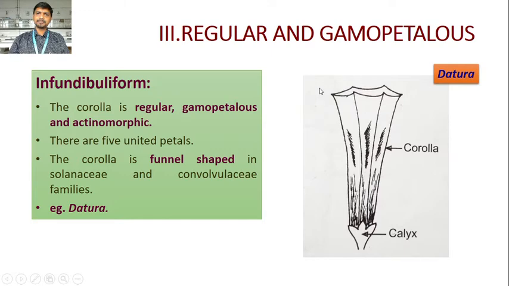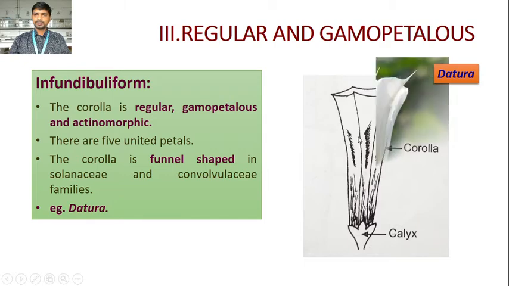Next to this is the regular and gamopetalous, which we saw in the last lecture, where the corolla is regular, gamopetalous, petals are united, and actinomorphic. The flower can be divided into two equal parts by taking any vertical section. So that flower is actinomorphic. There are 5 united petals, so we use the term gamopetalous. The corolla is funnel shaped. This funnel shape is found in the Solanaceae and Convolvulaceae families. For example, Datura, the corolla is infundibuliform.